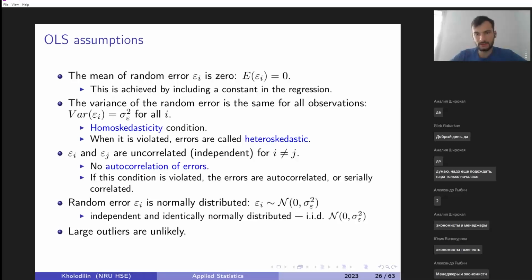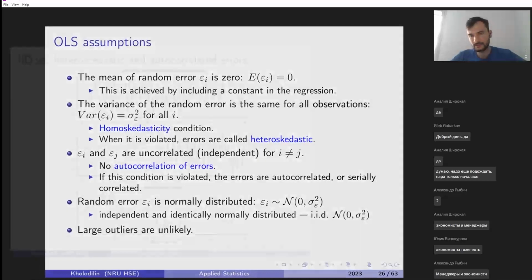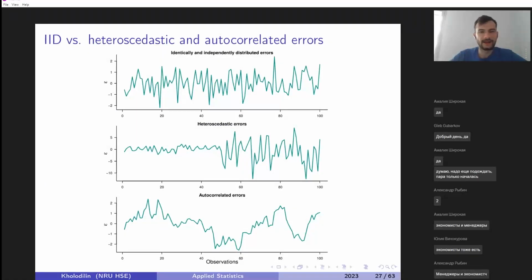And here it's supposed to be the graph. So if we are talking about normally IID errors, then you can see the first graph, and you see that if we are thinking about observation from 0 to 100, then the error is kind of similar, and that's what we need to use the properties of normal distribution.